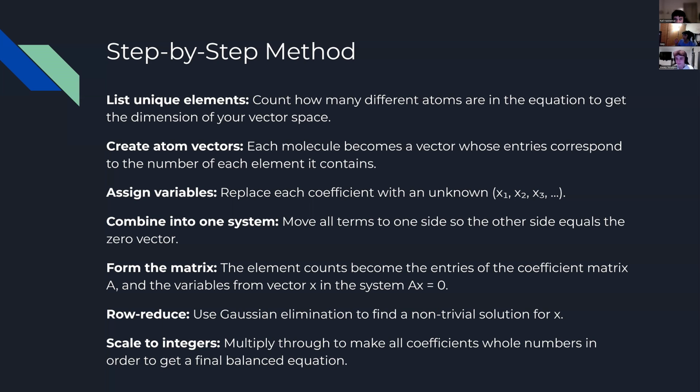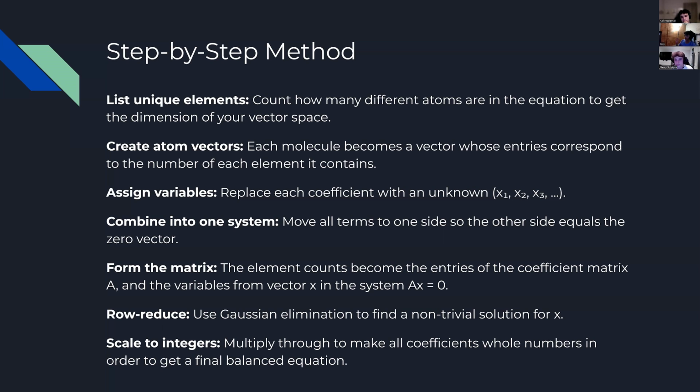Once you figure out which entry corresponds to which atom, you are going to replace each molecule with that vector where you've assigned that. And in those entries assigned to those specific atoms, you're going to enter the number of that atom inside the molecule that you replaced. So if you had H2 and you're replacing that with the vector, you would write a 2 at the first entry because you have two H's, and then you'd write a 0 because there are zero oxygens.